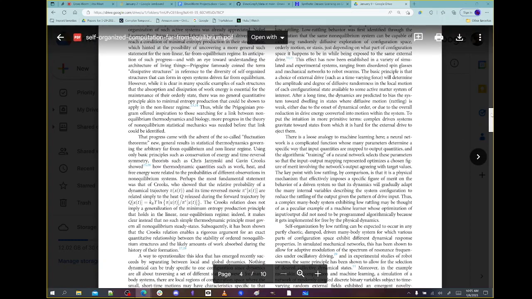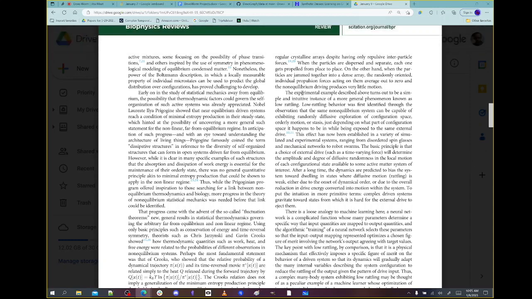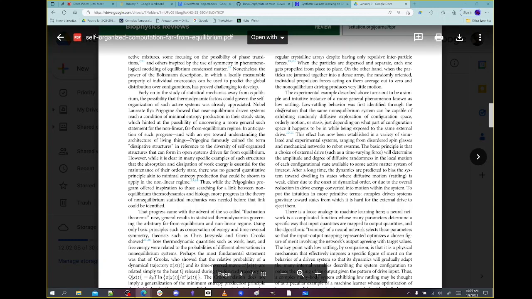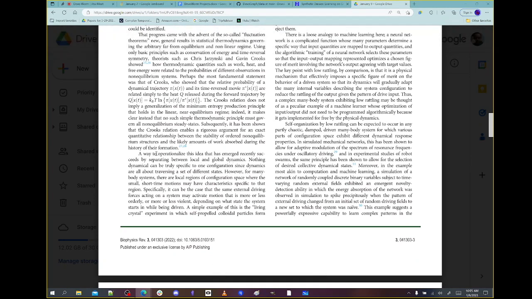So he talks about, let's see where he talks about the rattling number in here. The experimental example described turns out to be a simple and intuitive instance of a more general phenomenon known as low rattling. So he's talking here in the previous paragraph about this experiment that separates local and global dynamics.